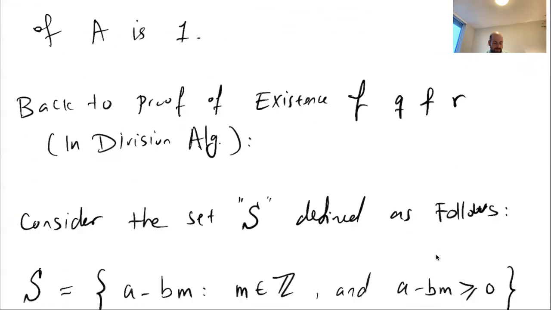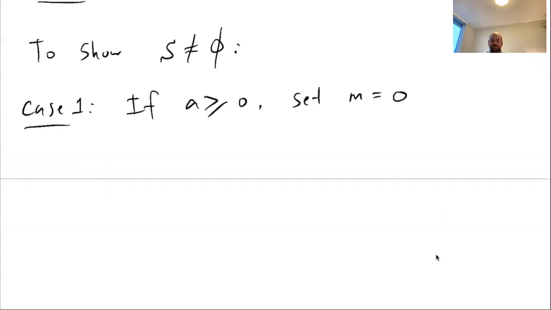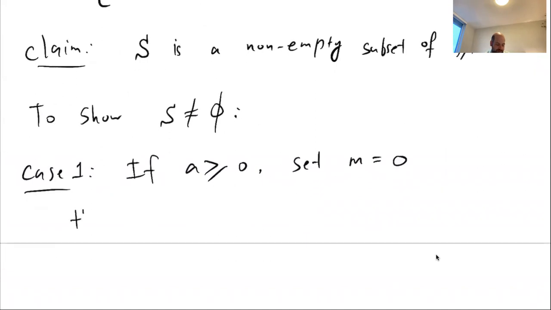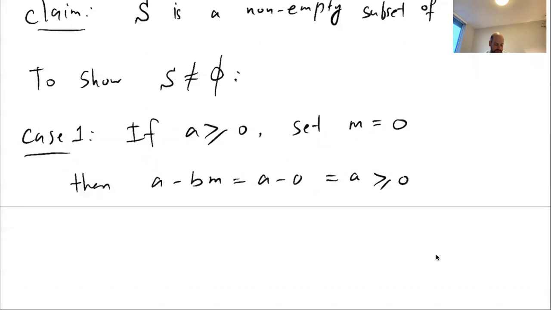But I can still consider different possibilities for A. So one possibility is that A is bigger than or equal to 0. In that case, if I set M equals 0, then what do I get? Then A minus BM is going to be A minus 0, which is going to be A, which is bigger than or equal to 0. So in that case, A would belong to S, and therefore S would be non-empty.